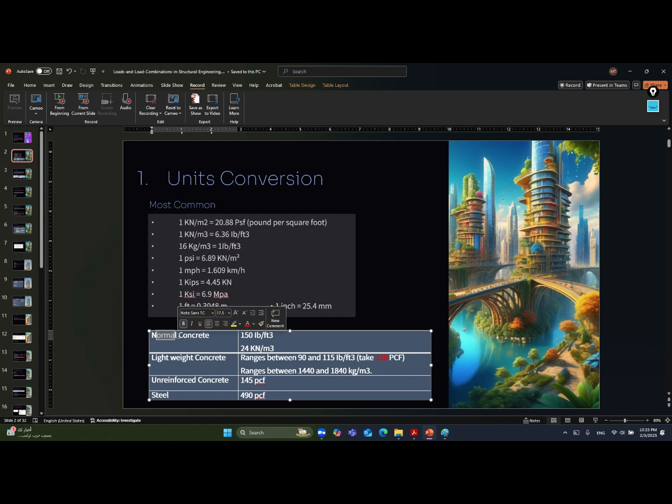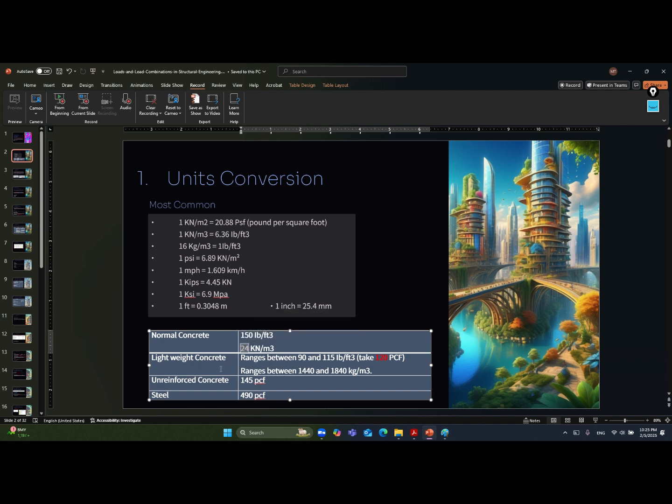the density of normal concrete and lightweight concrete, because in the exam he will tell you that you have a normal concrete or a lightweight concrete, and he will not give you the density. So when you consider the own weight of normal concrete, you will need to multiply by 150 if it is in imperial units. If it is in metric SI, then you will have to multiply it by 24.